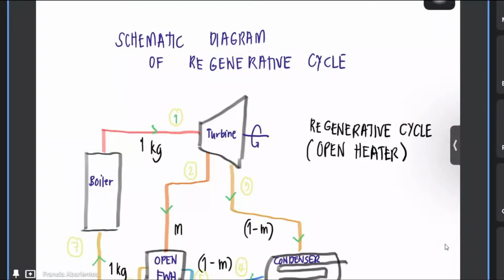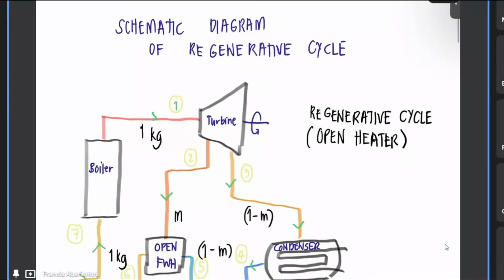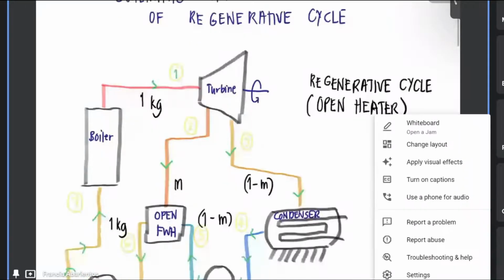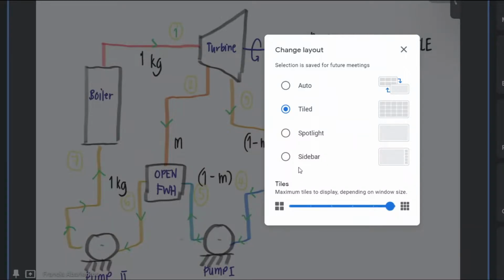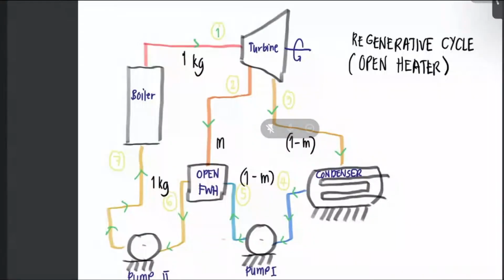So, dito na tayo sa regenerative cycle. So, ang regenerative cycle class, if the reheat had two turbines, dito, in a regenerative cycle, we have a boiler as well as turbine. Papasok na dito kasi yung tinatawag na open feed water heater and the closed feed water heater.